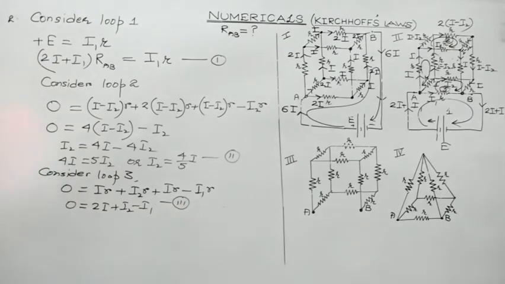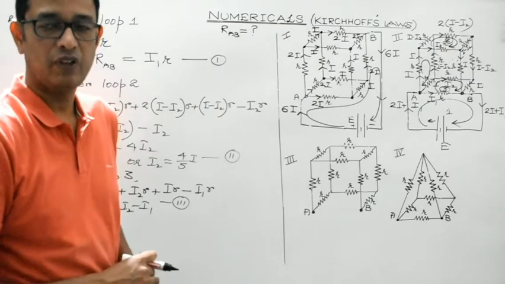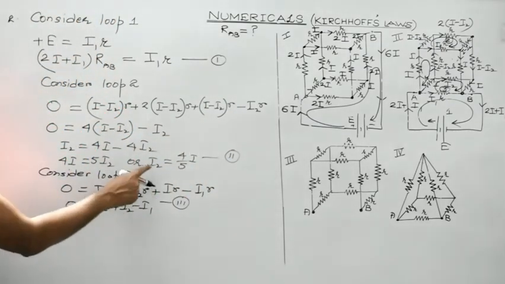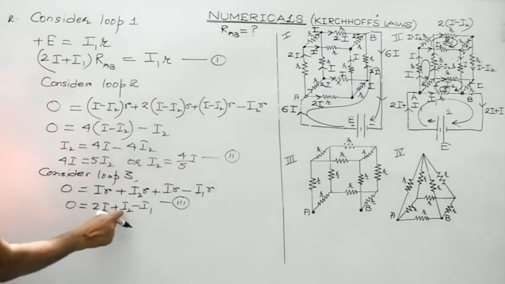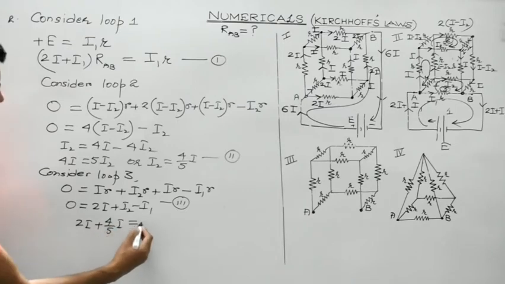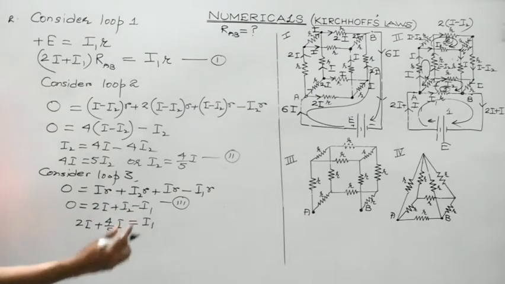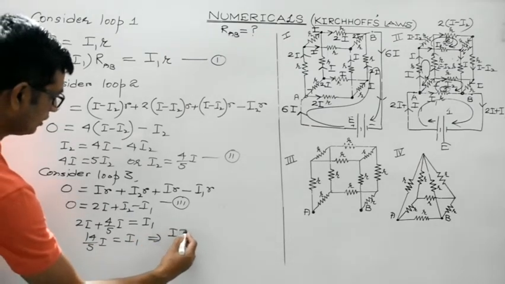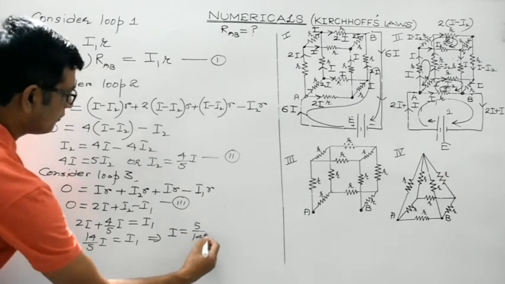Now students, only mathematical steps are left. Right? We have made use of the loop rule so as to obtain these three equations. Now, you can substitute the value of I2 over here. So from the second equation, substitute the value of I2. So what you get is 4 by 5 I is equal to I1, isn't it? So that will give you 14 by 5 I is equal to I1. So I can be converted in terms of I1. So I is equal to 5 by 14 I1.